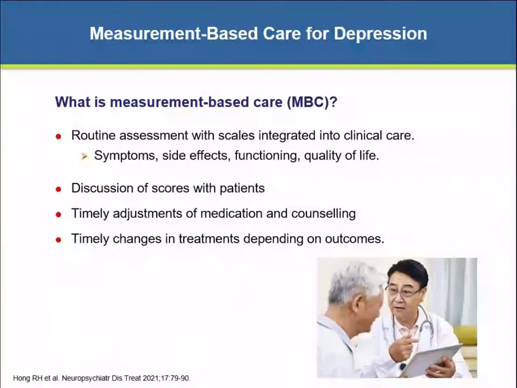But it's more than just using a scale once in clinical practice. We also need to discuss the scores with patients so they understand what the scales are representing. We also use the scores on the scales to make timely adjustments in medication doses or with psychotherapy. And importantly, we can use the scores to make timely changes in the treatments if the patients are not getting better. And so it's the regular use of scores on validated rating scales, a discussion with the patient, and using the scores in clinical decision making that is the core of measurement-based care.